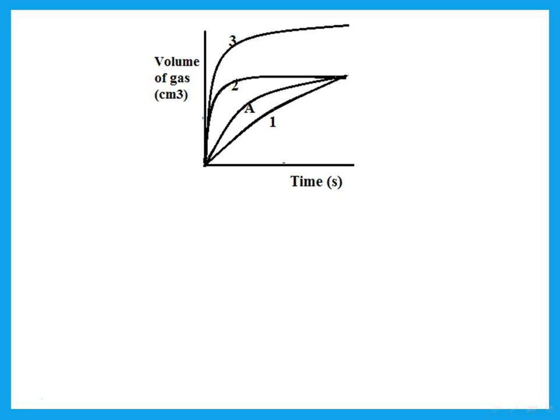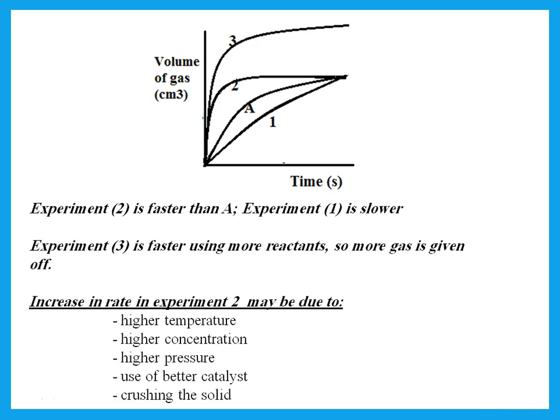So if he says draw the graph for the faster reaction, it is graph 2. But if he's saying we're using more reactants, then we get graph 3. So graph 2 is faster, graph 1 is slower, and graph 3 is faster but using more reactants.